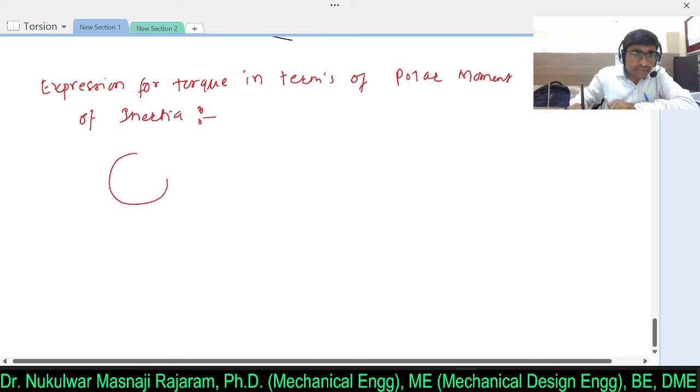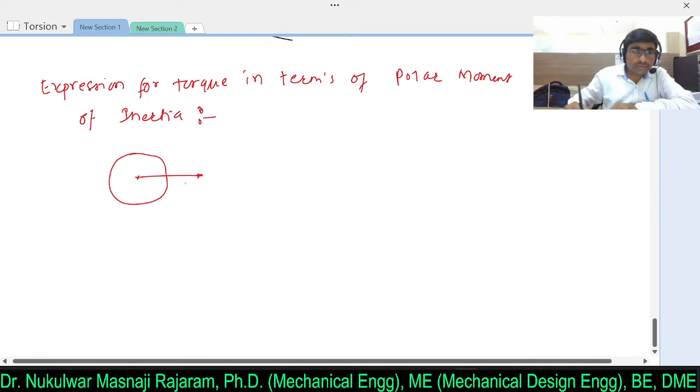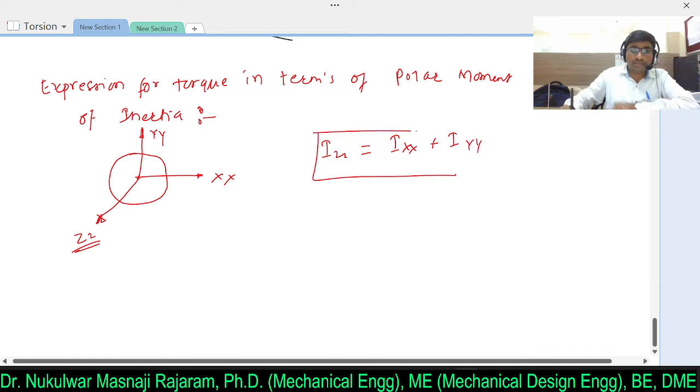If you consider a circular area. Clear? So if I consider this axis as the x-axis, and here I can write the y-axis. Clear? What is polar moment of inertia? Which is perpendicular, so this is along the z direction, and this polar moment of inertia Izz can be given by Ixx plus Iyy. So this you might have learned in engineering mechanics.